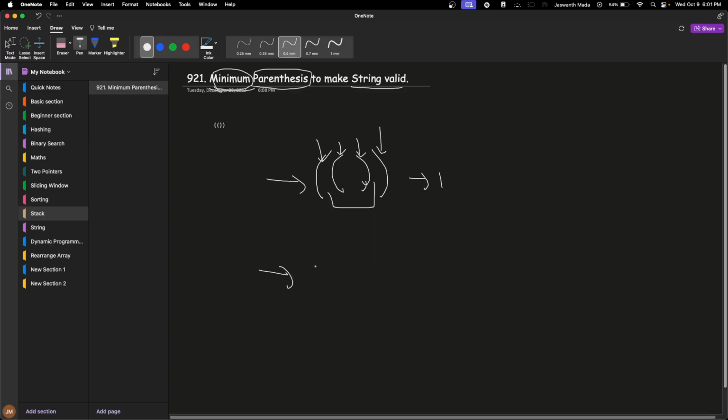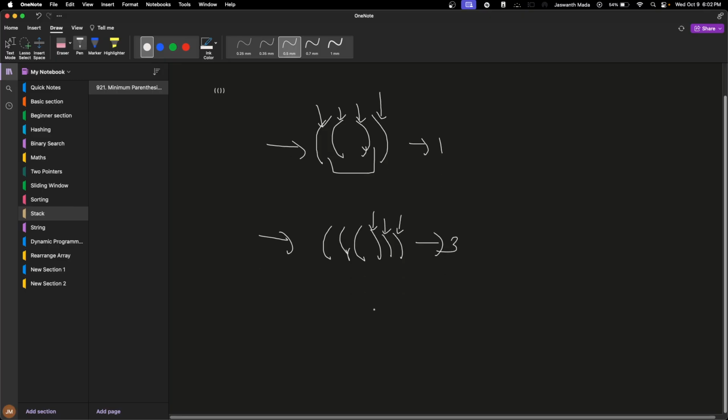So the next example is something like this: left, left, and left. So these 3 guys are there, but these 3 guys need the other 3 guys in order to make them valid, right? But these 3 are not there. So for this guy we're adding this guy, and for this guy we're adding this guy, and for this guy we're adding this. So basically we're adding 3 more parentheses in order to make it valid. So the answer is 3. So let's try to look at some more examples in order to get a clear idea of this.